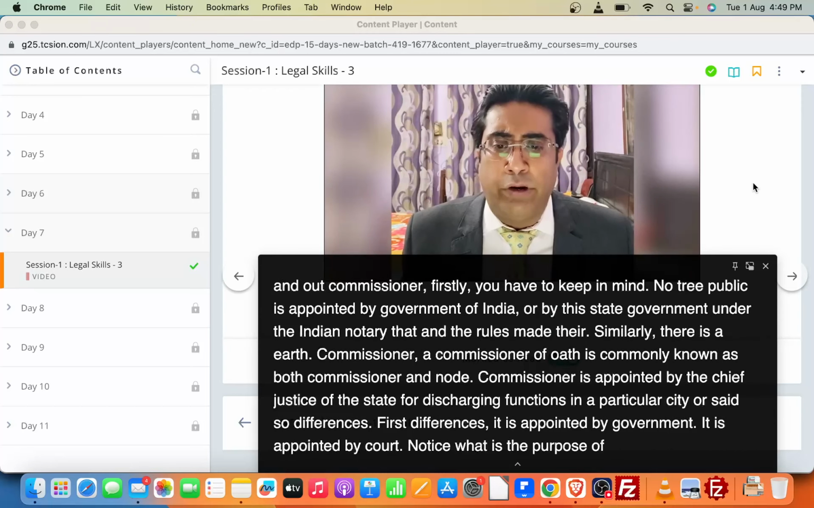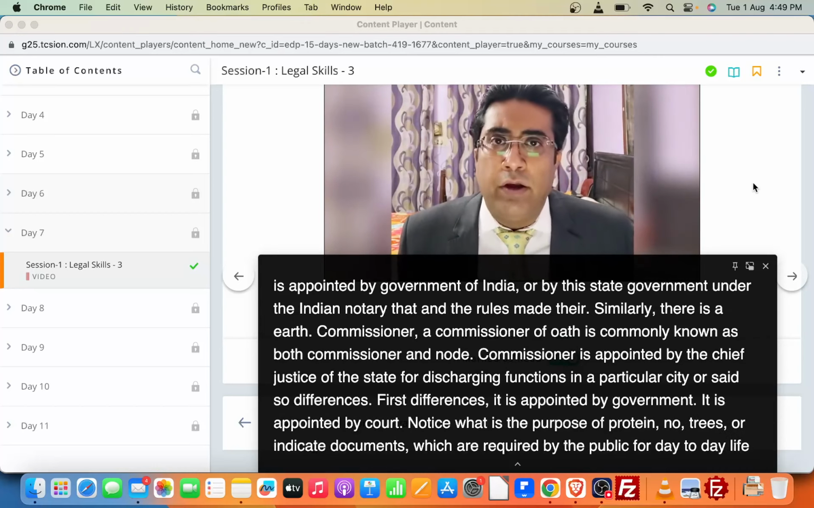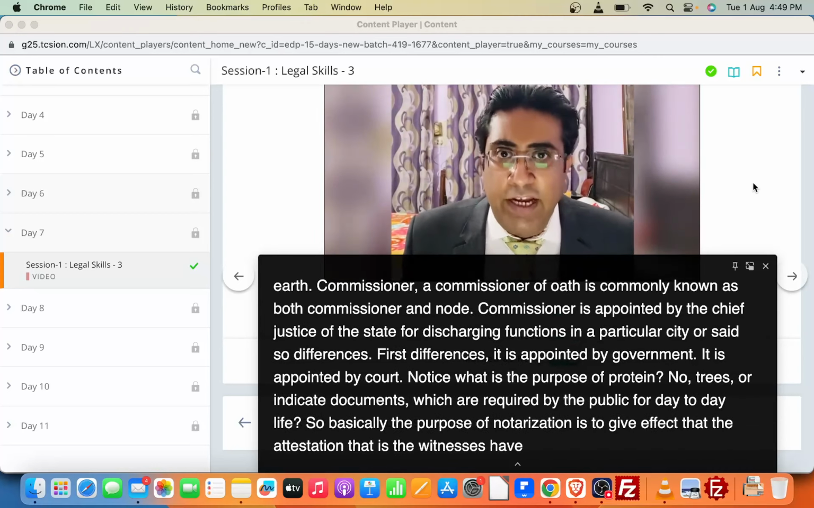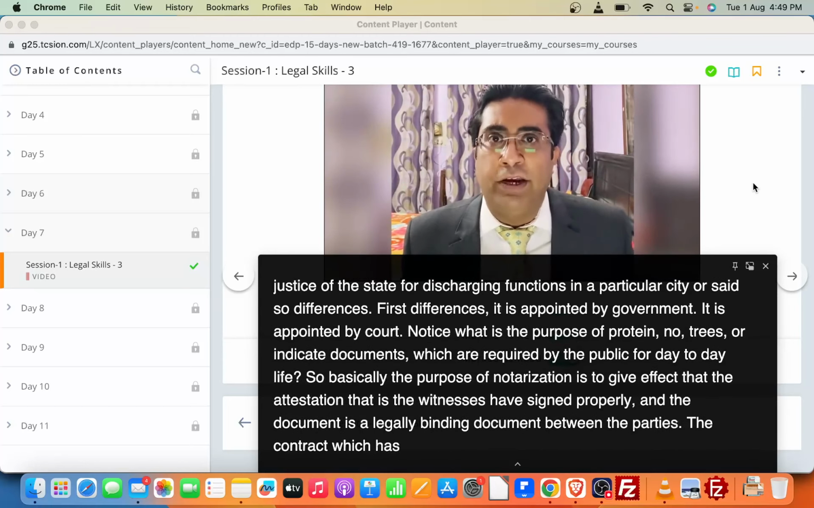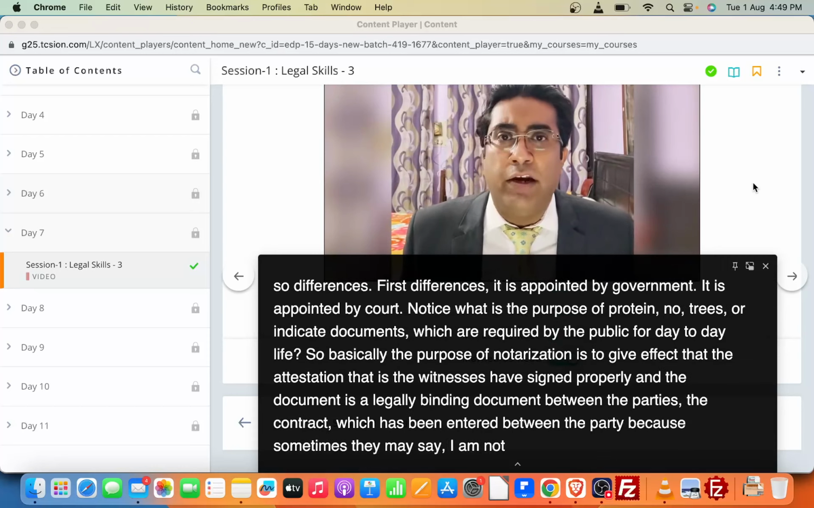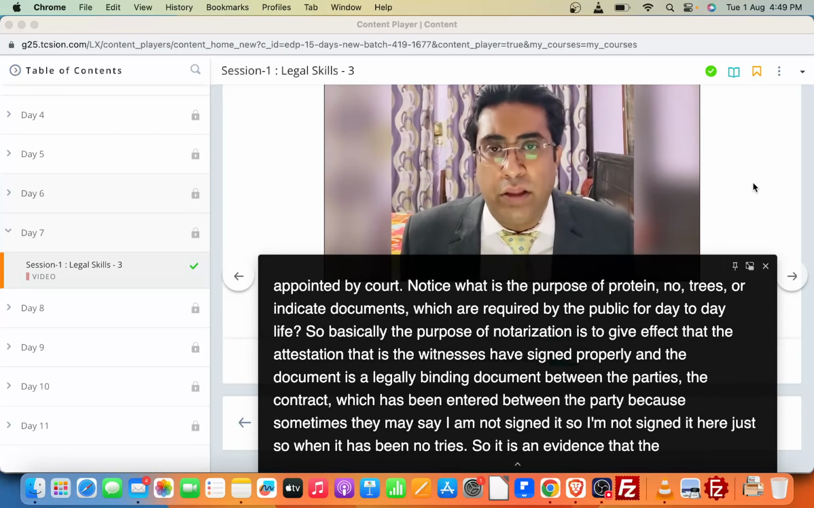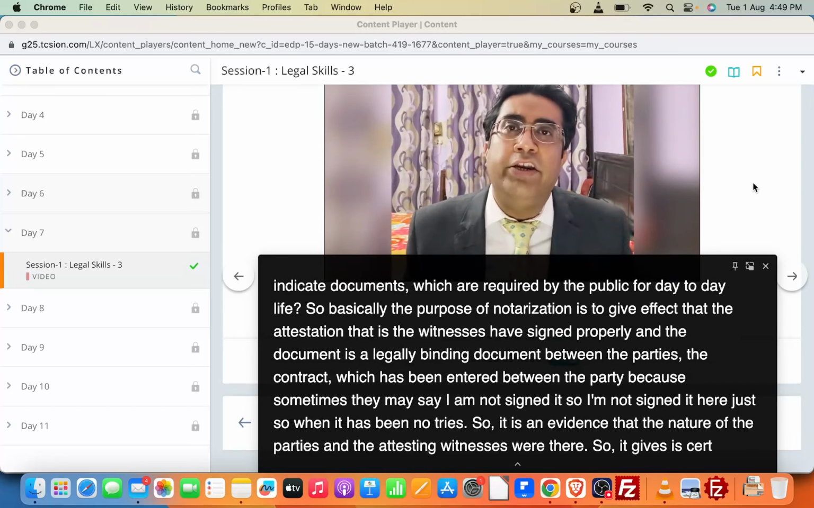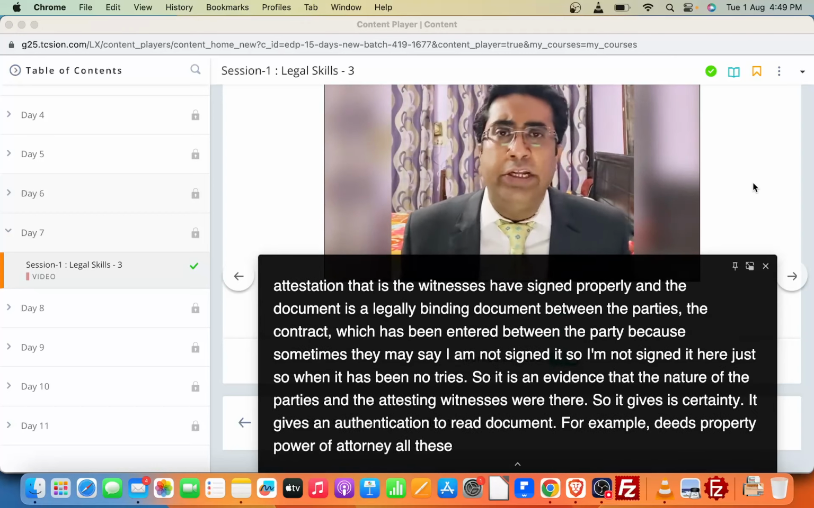Notaries, what is the purpose of a notary? Notaries authenticate documents which are required by the public for day-to-day life. So basically the purpose of notarization is to give effect that the attestation, that is, the witnesses have signed properly and the document is a legally binding document between the parties, the contract which has been entered into between the parties, because sometimes they may say, I have not signed it. When it has been notarized, it is evidence of the signature of the parties and the attesting witnesses, so it gives certainty and authentication to the document. For example, deeds, property documents, power of attorney, all these need to be notarized.